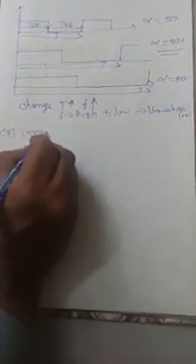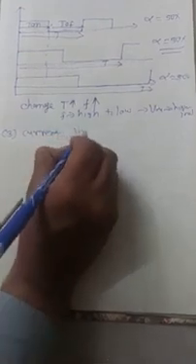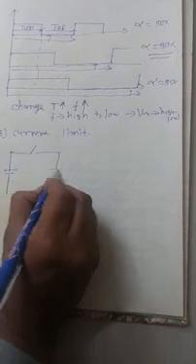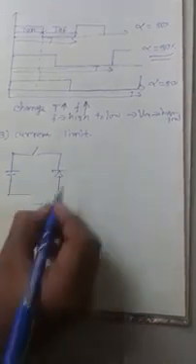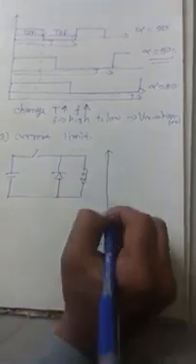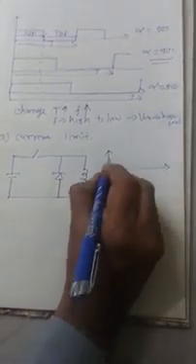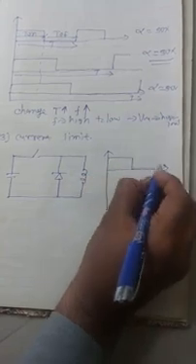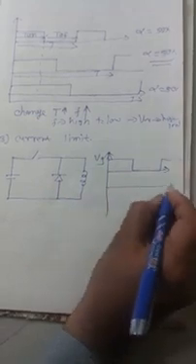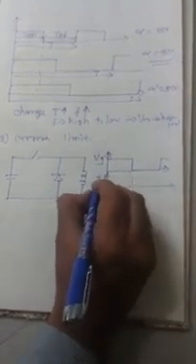Third condition, current limit. In the buck converter, the switch connects to the freewheeling diode and to the inductor. In this waveform, this is VG and the current IL.